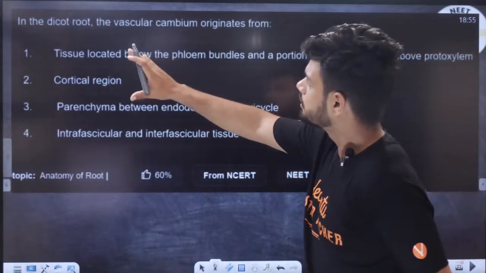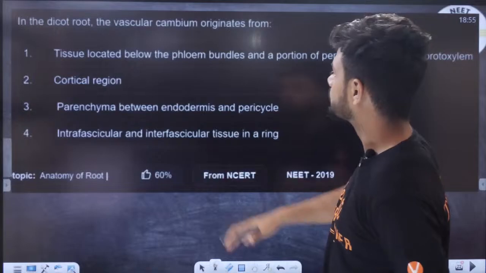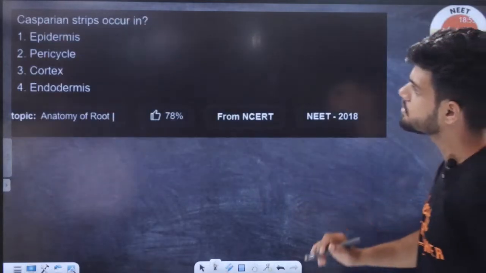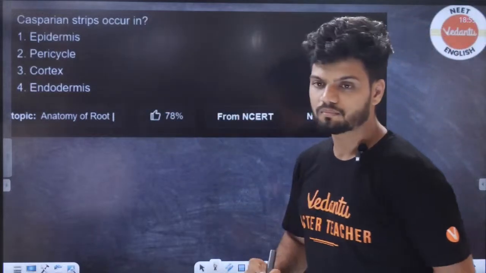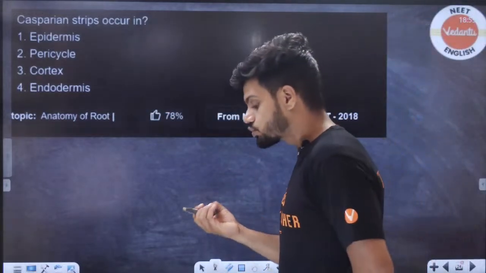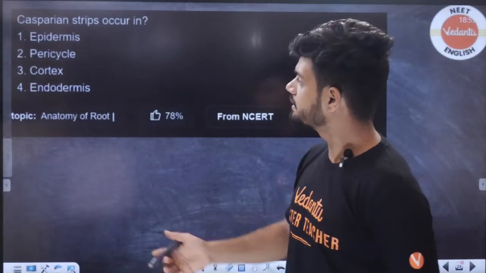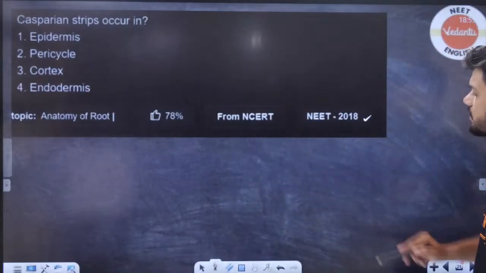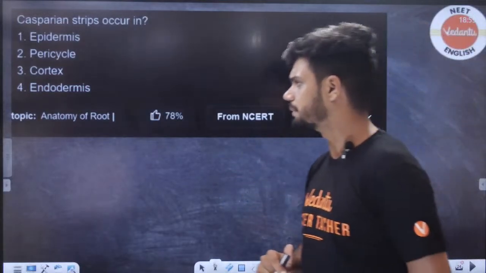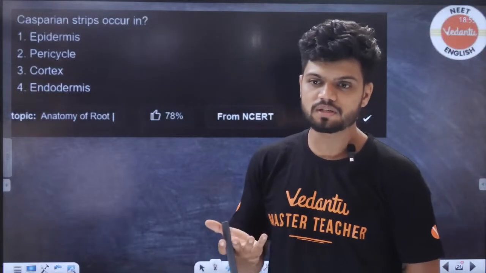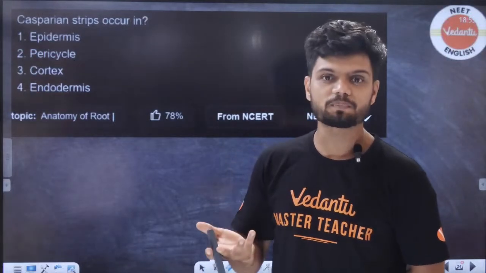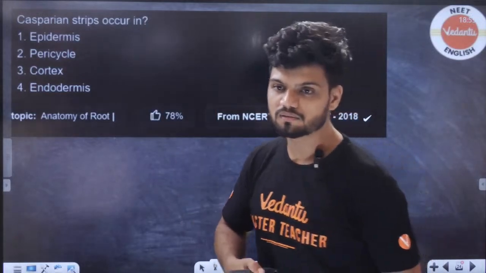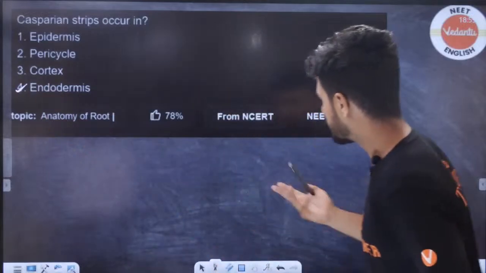In dicot root, this is your removed part. Don't worry about this. This is your secondary growth. See this question now. Casparian strips occur in. That is, suberin depositions. Suberin depositions happen where? In the epidermis, pericycle, cortex, or endodermis. This is a question from NEET 2018. It's an old question, but still applicable. Very easy answer. Casparian strips are found in your barrel-shaped cells, the endodermis. Endodermis, done.